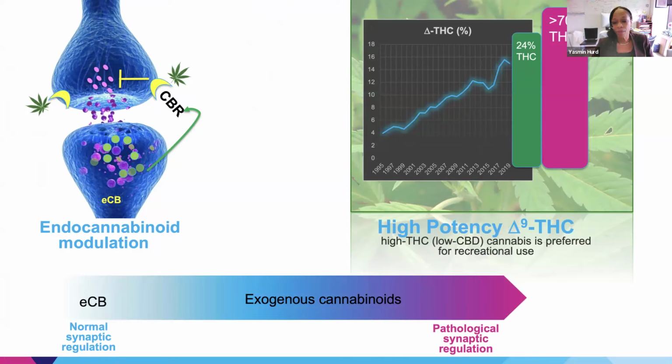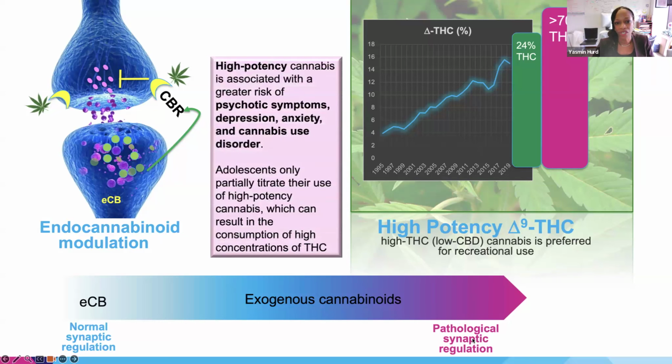It helps us. But if it's bombarded with very potent or highly concentrated THC, it now turns into a pathological synaptic regulation. And we know that these high concentrated, high potency cannabis products have a much greater risk of inducing psychosis, depression, anxiety, and cannabis use disorders. And teens, just like adults, are not titrating their use of these high potency cannabis products, because they don't even know that there was a lower version to consume, because what's available today are these high concentrated products.